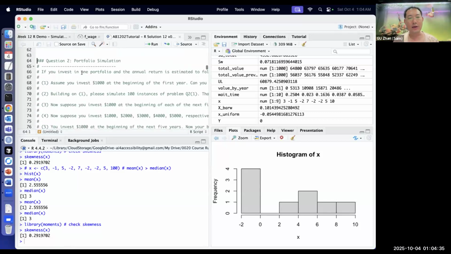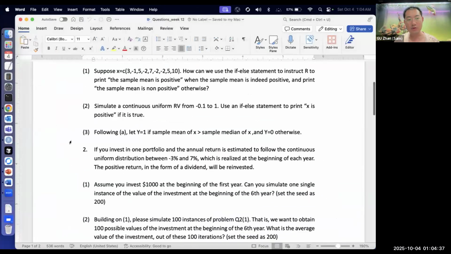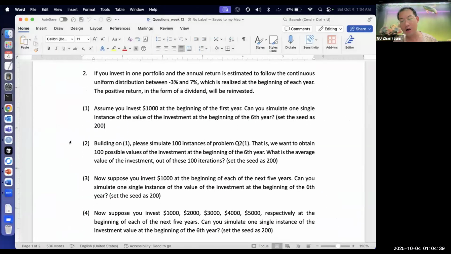Okay, so question two. Question two is a pretty complicated case. You need to really master question two, and you need to be able to solve a similar problem by writing the R code from scratch. So we'll walk through this question two together.